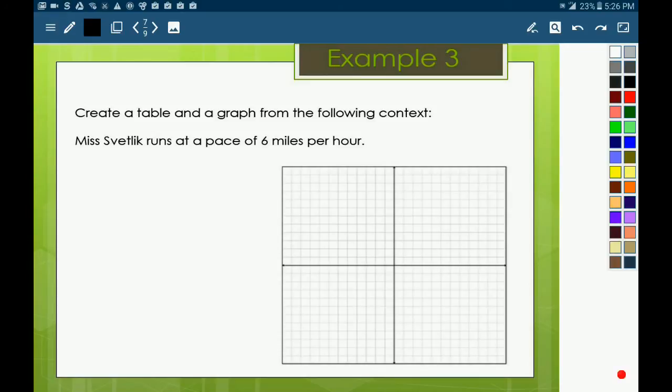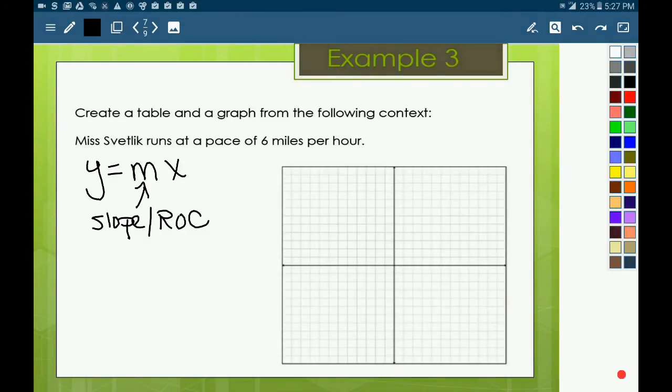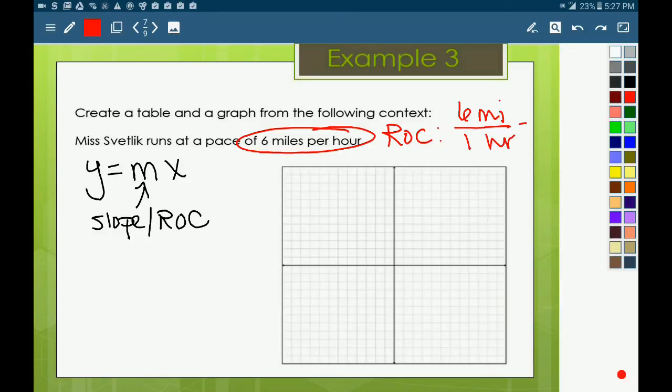So again, we should always remember our form y equals mx, where m is going to be our slope or rate of change. Well, we should identify what that rate of change is, where in the context it says 6 miles per hour. So my rate of change is going to be 6 miles every 1 hour, or just 6. But I need to define which of my variables is the miles and which one is the hours.